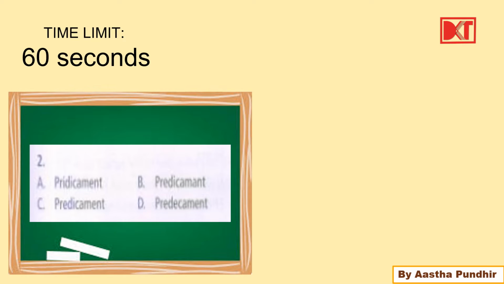Okay, so the next word is, here we talk about predicament. So predicament, here the correct answer is C, predicament. The other options are spelled differently, which is incorrect here. The next one is also incorrect again. And the last one is also incorrect.